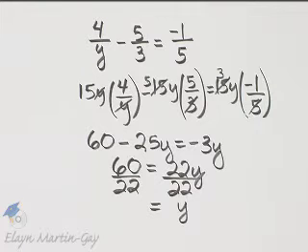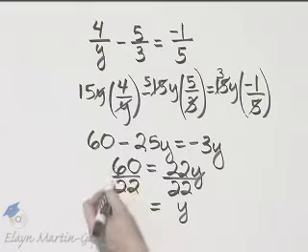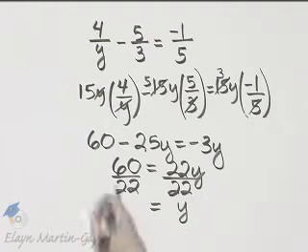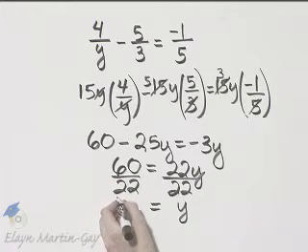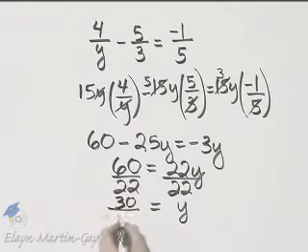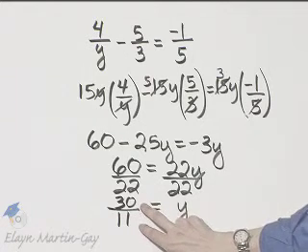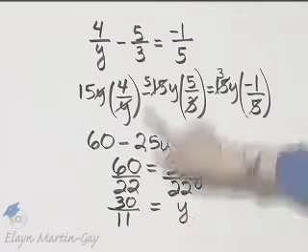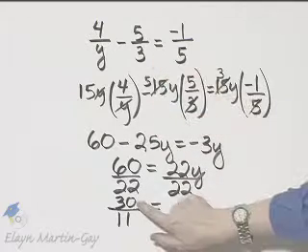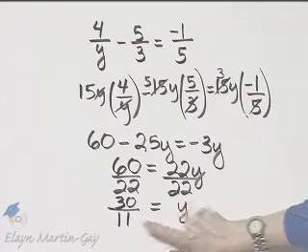Let's go ahead and simplify that. There's a common factor of at least 2. 60 divided by 2 is 30. 22 divided by 2 is 11. And this is now in simplest form. My solution to this equation is 30 over 11.